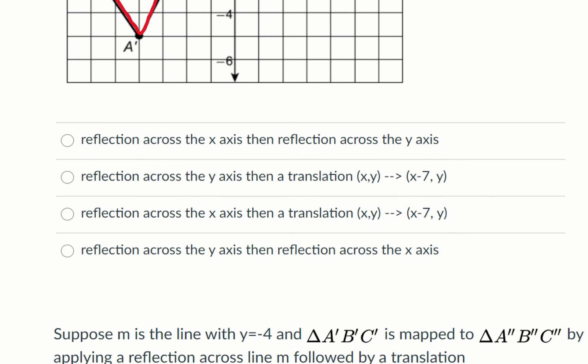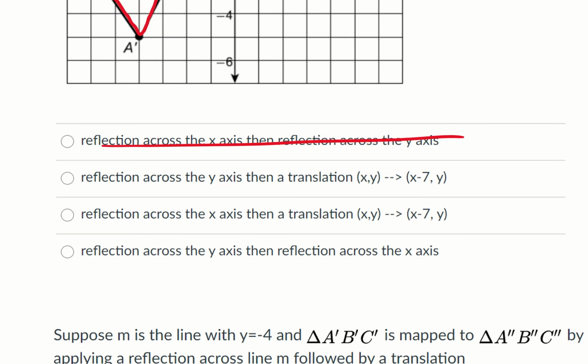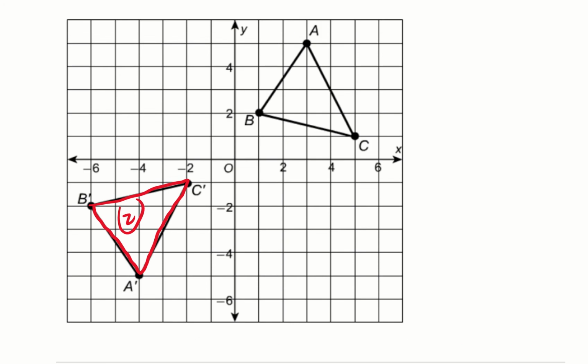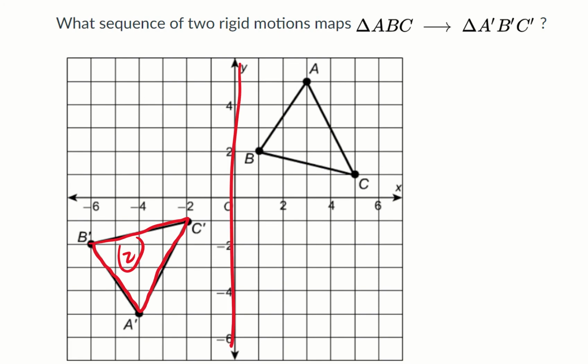All right, so now this one. Reflection across the y and then a translation. So this means that you're going 7 left. All right, so let's see if that makes sense. So reflection across the y and then 7 left. Reflection across the y. 1 unit there, 1 unit there, 3 units there, 3 units here. Five units there, 5 units there. Next, we're going to translate it 7 units to the left.